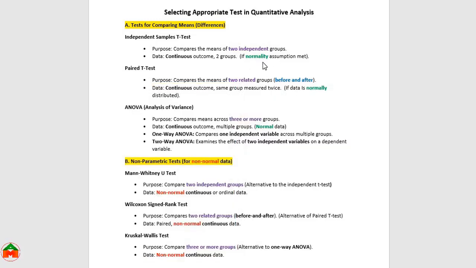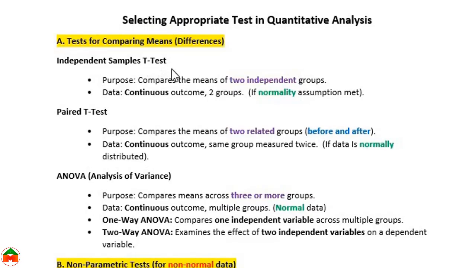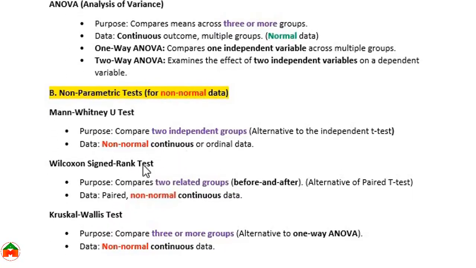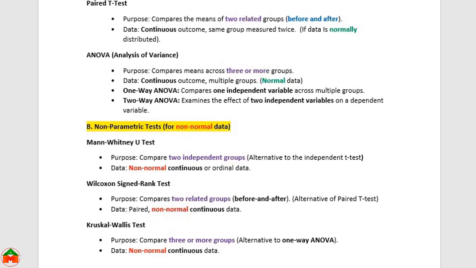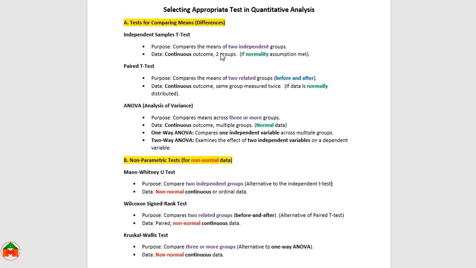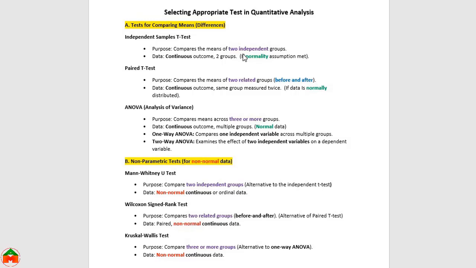However, as you can see, whenever the data is normal, you can apply independent sample t-test, paired t-test and ANOVA test for comparing means. And whenever the data is non-normal, you can apply the Mann-Whitney test, Wilcoxon signed rank test or Kruskal-Wallis test.